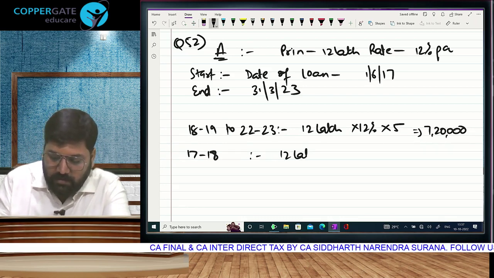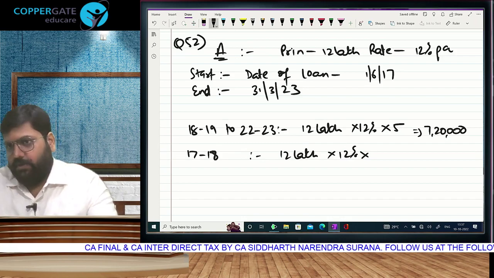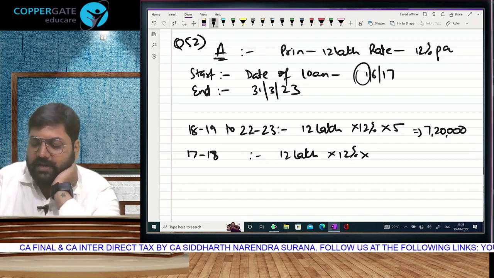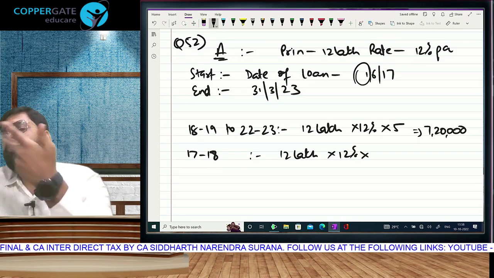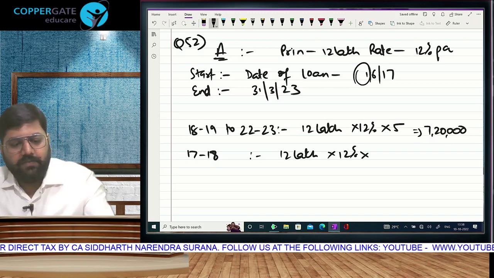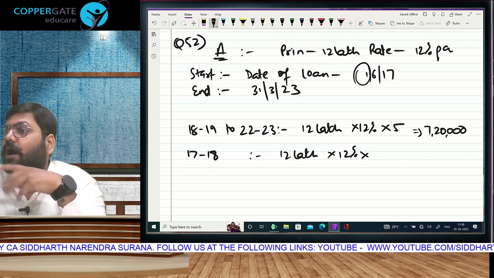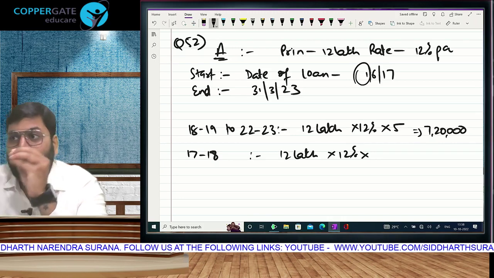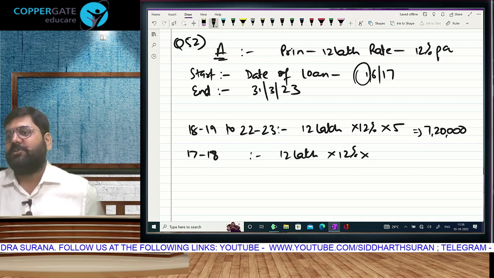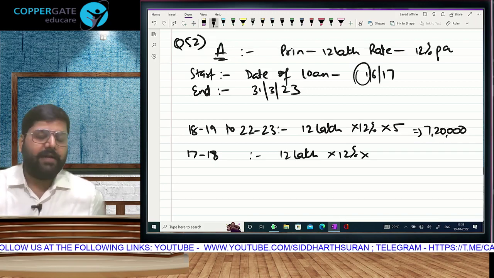And as far as 17-18 is concerned, 12 lakh is there, 12% is there, but not for the full year. Now, this will depend on the start date. If the start date is 1st of a month, take it in months, no problem. But if it is, say, 15th of June, you can't take half a month. Then you have no option. Guess what is the way in which you can do it. You have to do it in days, there is no other option. But here it is right from the first day of the month, so we can directly take it in months.